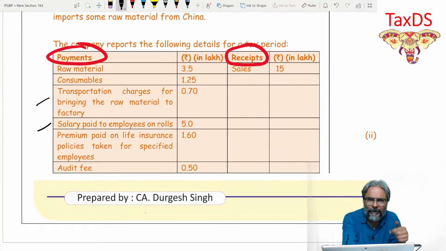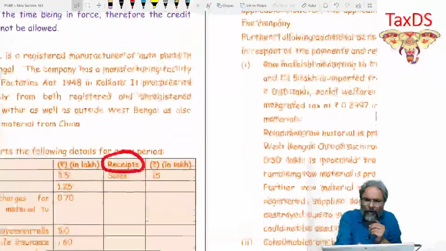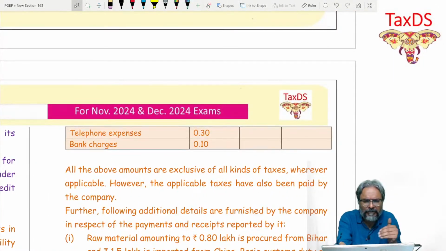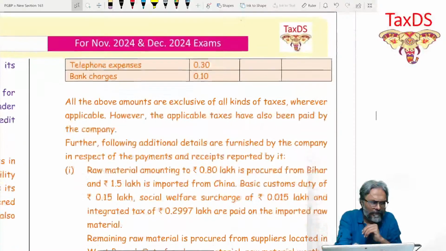Salary paid to the employees on the roll. Salary, in any case, is outside the scope of supply, and therefore no GST would be charged. And if no GST would be charged, there is no further deliberation on ITC, because GST is not charged since it is not a supply. Premium paid on life insurance policy taken for specified employees. So, to start with, it is blocked as far as 17(5) is concerned. That is what we do know. Audit fees, fine, GST would be charged. We will take the ITC. Telephone expenses, bank charges. We have to see further information on the same.